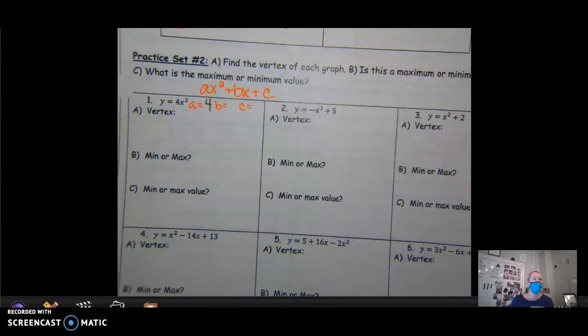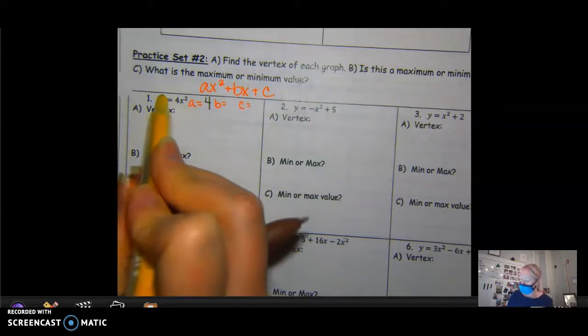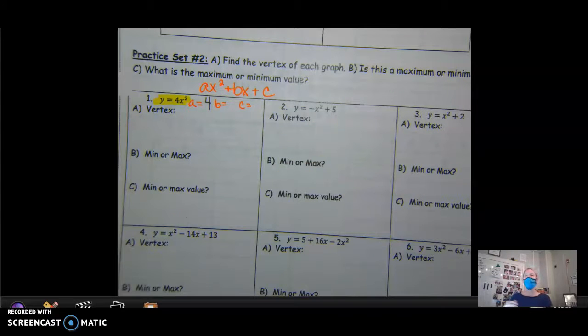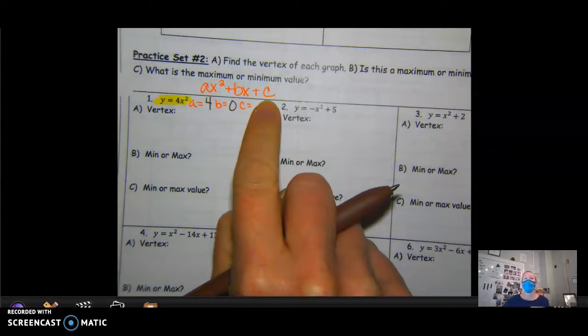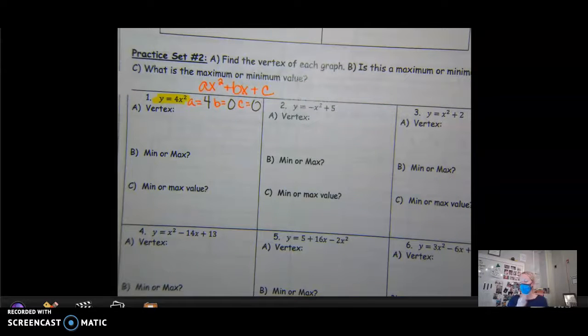B is the number in front of just the x. Here's my equation. Do I have just an x value in that equation? No. So what's my b value if I have no x value? 0. I have nothing there. There is no x value. C is the number without x's at the very end. What's my c value on this one? 0 again. Okay?